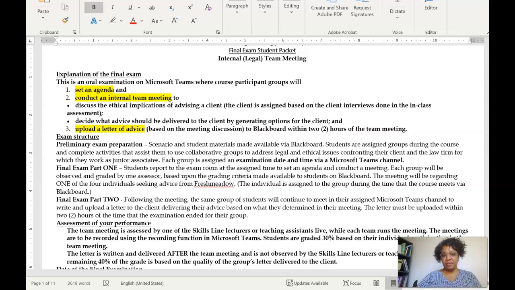In terms of timing, remember that the agenda has to be set and that you have to have the meeting about the ethical issues and to generate options within a 20-minute time frame, so 20 minutes. And then the part where the partner comes in and the speaker and the partner talk is not part of your team meeting, but we do expect that part to last approximately 10 minutes. So the total time for your time in the meeting will be around 30 minutes.